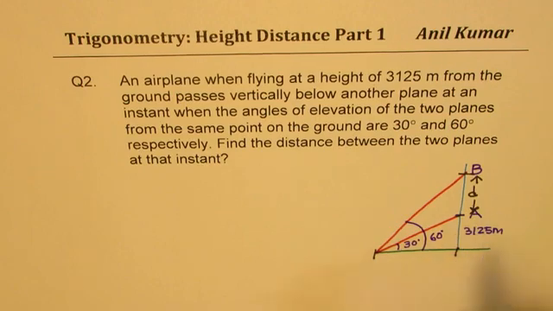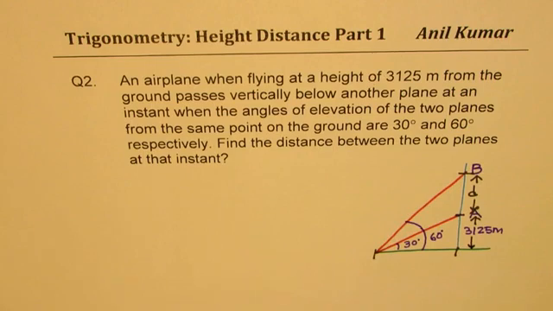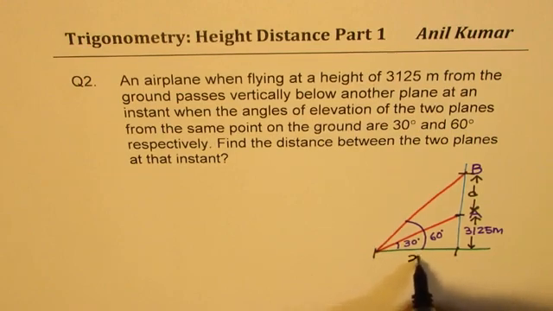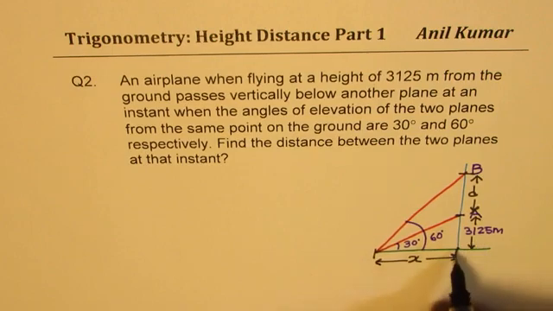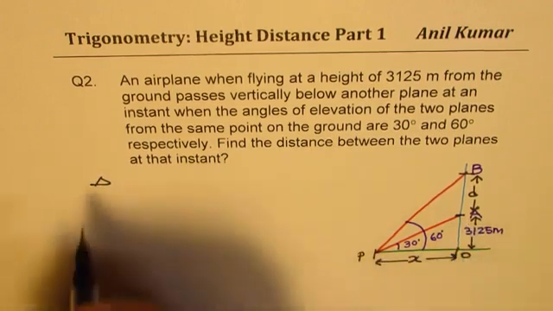And we know that this height from ground to position A is 3125. So the first part will help us to find the distance along the base, right? So let's say this distance x we can find first, correct? So using a smaller triangle, let's call this point P and this O, right? So first let us solve the triangle APO.